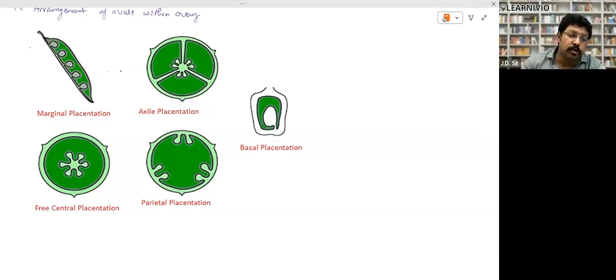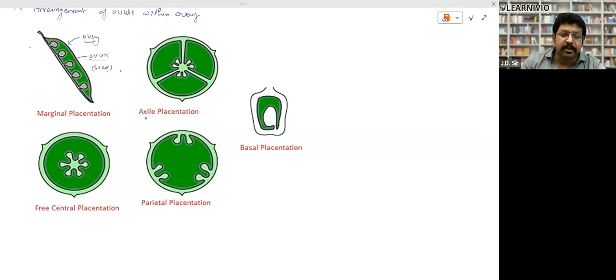In the pea pod, this is the margin of the ovary. At one margin of the ovary, all the ovules will be there, right? Ovule, so this is the ovule, right? And this is the ovary. So at one margin, this is called marginal placentation.